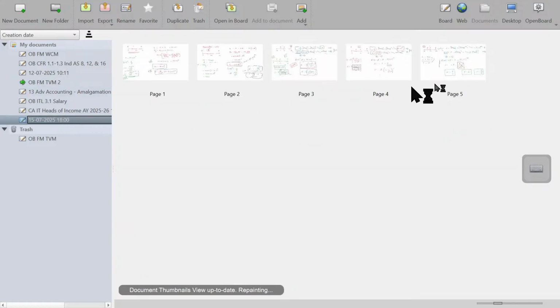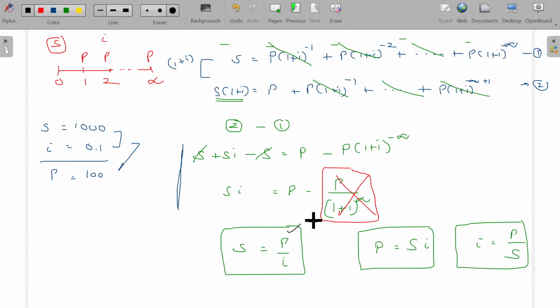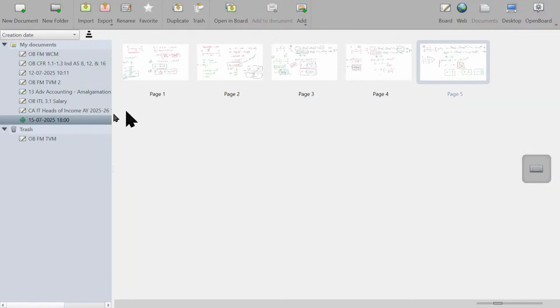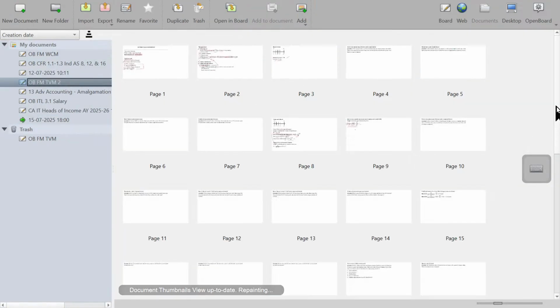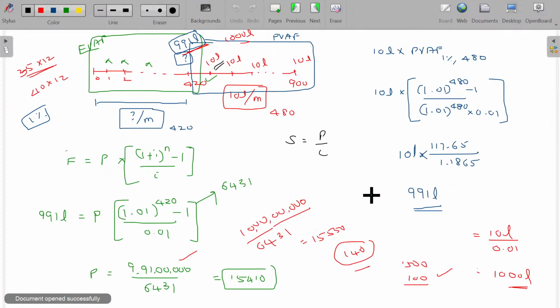Clear? S is equal to P by I. Here, P being how much? 10 lakhs. I being 12 percentage, 0.12? 12% per annum, but the 10 lakhs is per month. So interest rate per month being 1%. 10 lakhs divided by 0.01, you'll get 1000 lakhs.